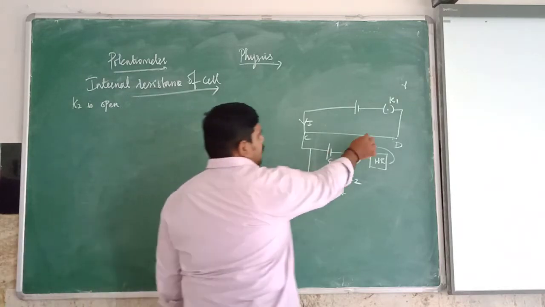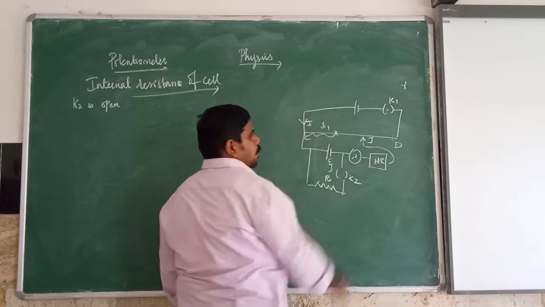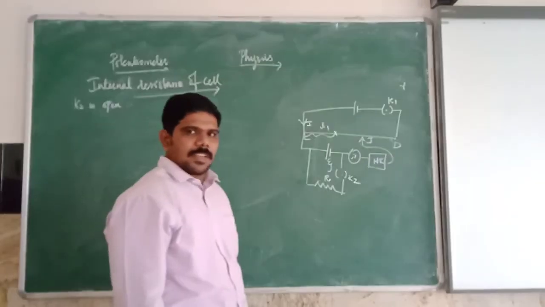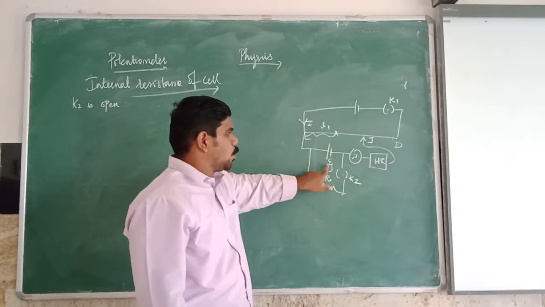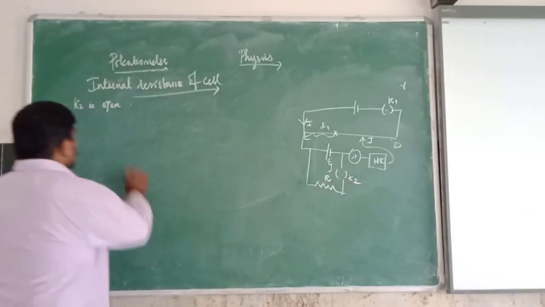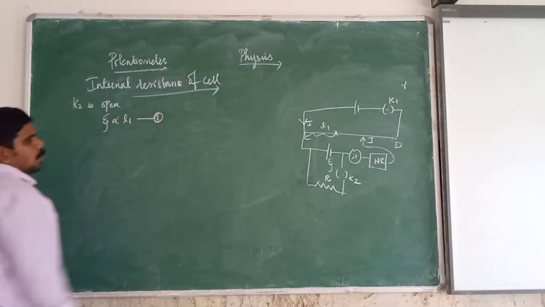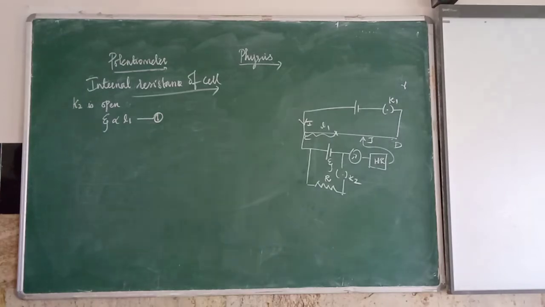Now, we take that key. The potential difference across the balancing length L1 will be directly proportional to the EMF of a cell, so the galvanometer shows zero deflection. So what we get is psi is proportional to L1. Equation number 1. When the key K2 is open, the resistance R is not included in the circuit.